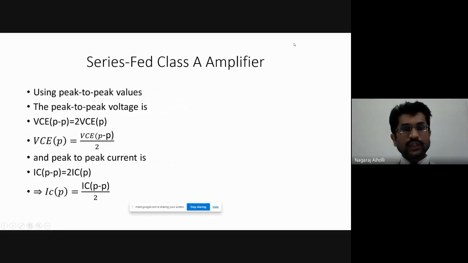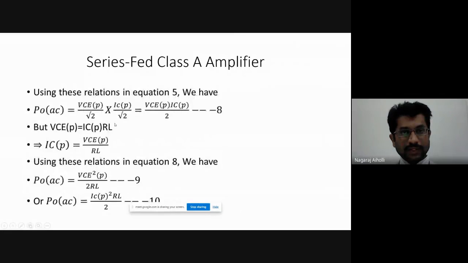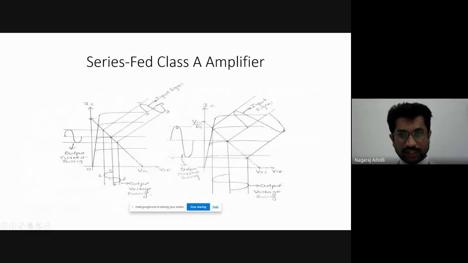Now let us use peak to peak values. VCE peak to peak, the collector to emitter voltage peak to peak, is 2 times VCE peak. Now what is meant by peak to peak? Suppose we consider this waveform. From the positive peak to the negative peak of the AC signal, that is called peak to peak.